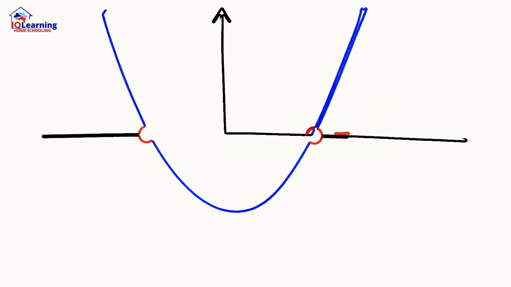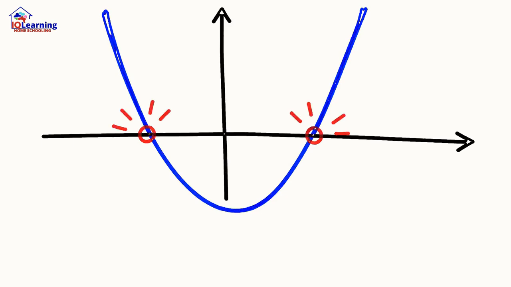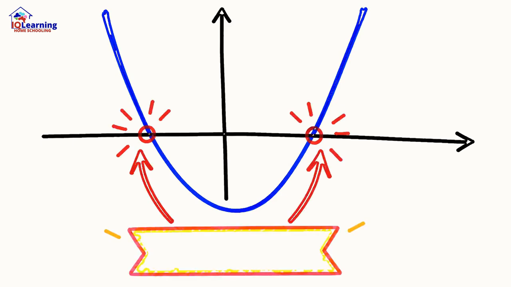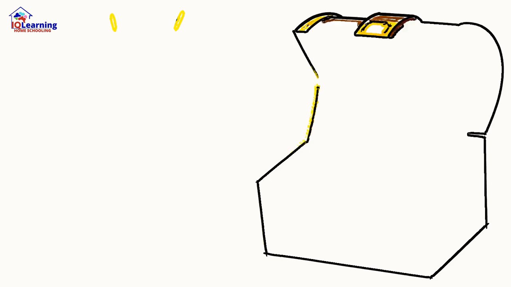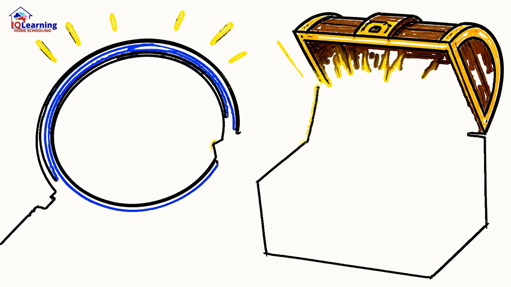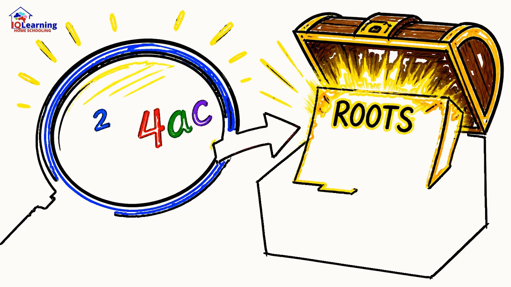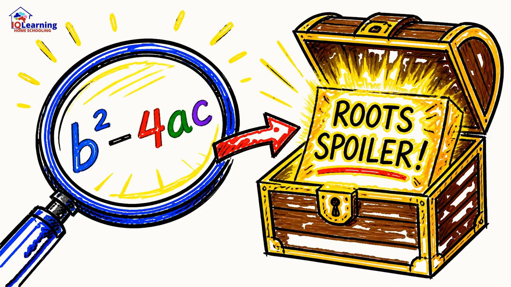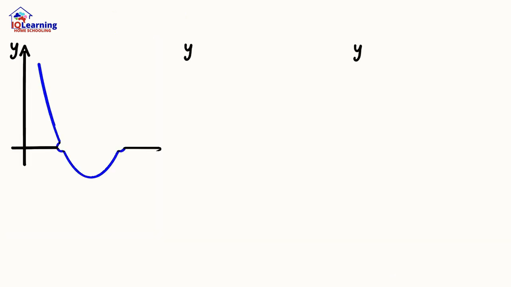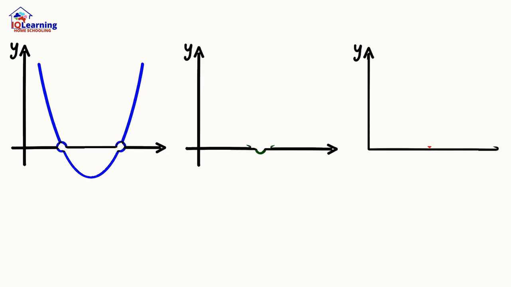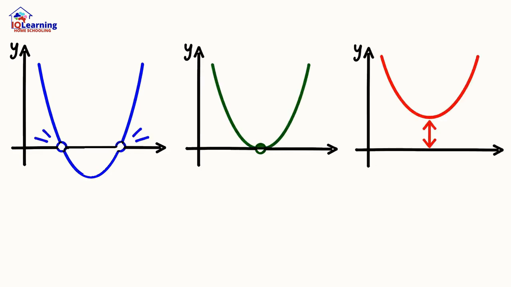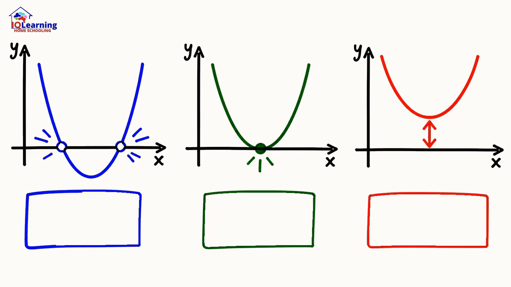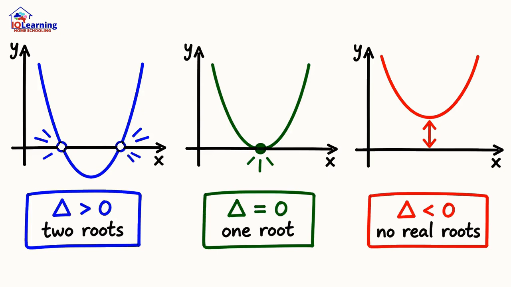But the real detective work begins when we ask, where does the curve hit the ground? These are the roots. Before you even try to solve for them, a powerful secret number called the discriminant gives you a spoiler. By calculating b squared minus 4ac, you know the answer. If the result is positive, the curve hits the x-axis twice. If it's 0, it touches just once. And if it's negative, it floats above or below the axis, never making contact.